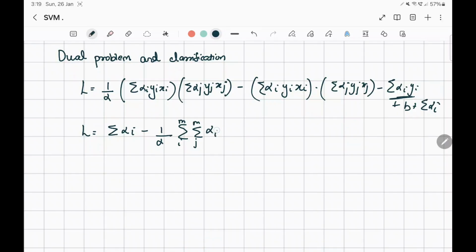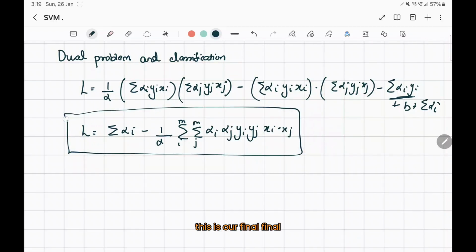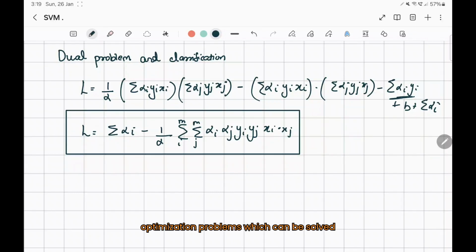So alpha I, alpha j, yi, yj, xi, xj. So this is our final optimization problem, which can be solved as I discussed with the QP solver, or like it's a quadratic programming problem. So it can be a convex programming problem, and can be solved by QP solvers.